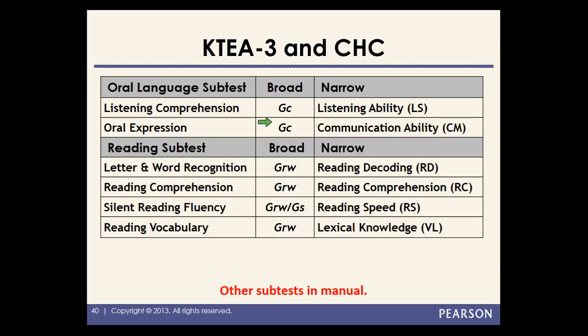So this is just an example. You see here, for example, this is a straight one-to-one, right? So reading comprehension corresponds to GRW with reading comprehension. Oral expression is a GC, communication ability. So you see they line up pretty well, and the additional stuff is going to be in the manual for you to be able to look at.